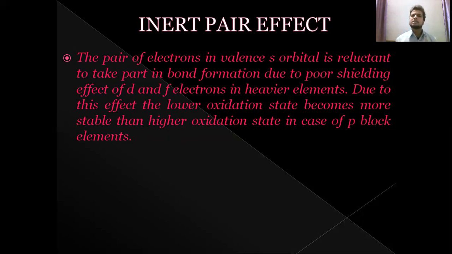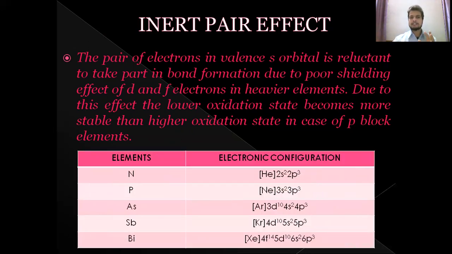Now, why? It is because of the size of the D and F orbitals. They are very big, scattered, diffused in space. As a result, the repulsive effect which the outer electron will get will be very less, and because of that, the nuclear charge which the outer electron will get will be very high. Now, just try to see the configuration which you can see on the screen.